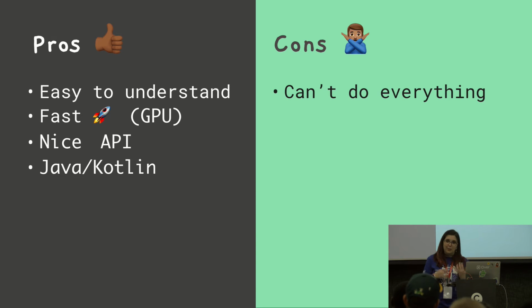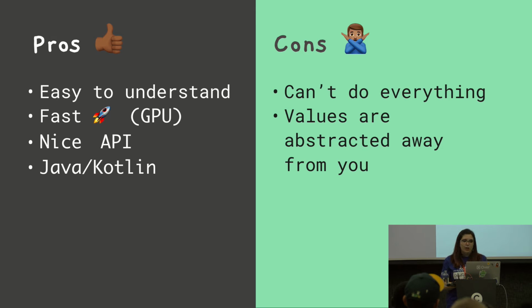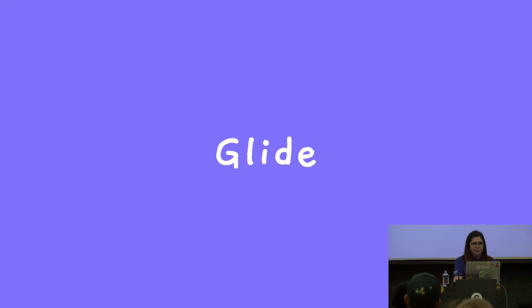But the big con is that it also can't do everything, like I mentioned. So it's got the same limitations as a color filter because it is just using color filters on top. And another con that was a bit of a con for us is that the values that you're passing in there are kind of abstracted away from you. So you don't really know what the values are that are going to be applied, and perhaps at some point that API or that SDK could change how it works, and then your images just don't work as they were working before.